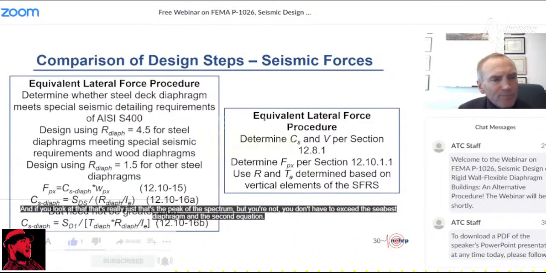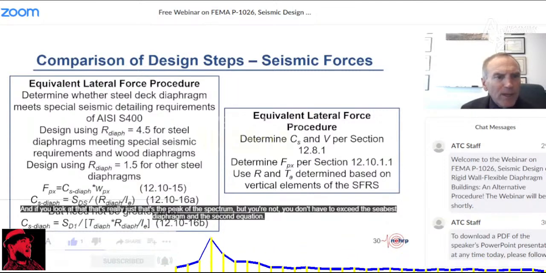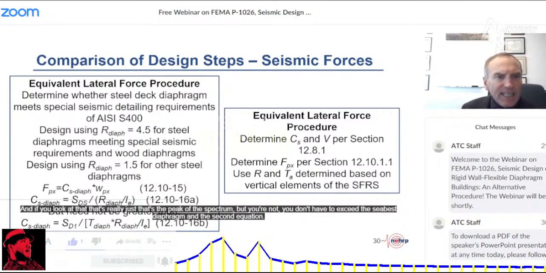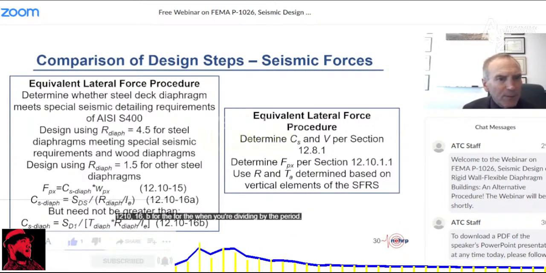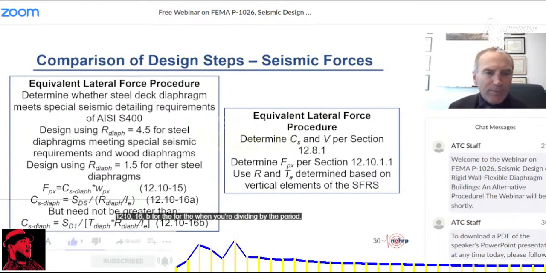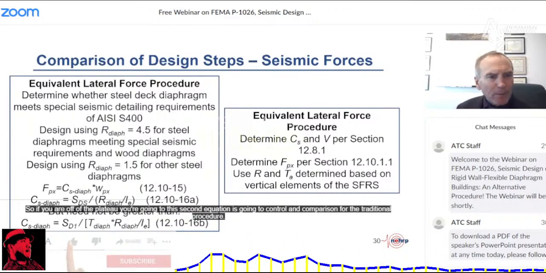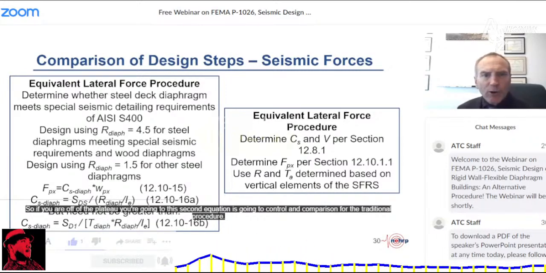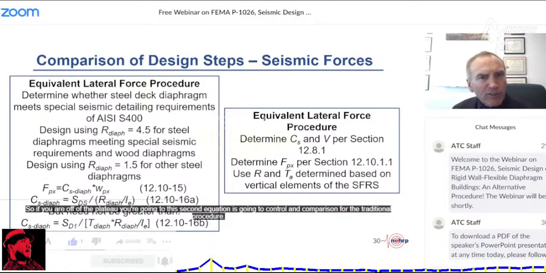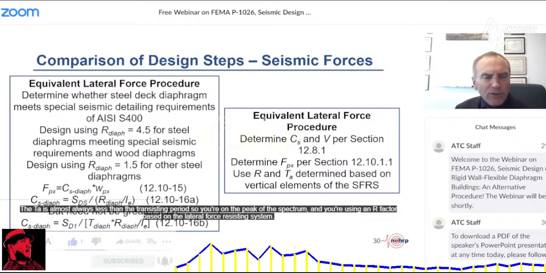And if you look at that, that's the peak of the spectrum, but you don't have to exceed the C sub S diaphragm in the second equation, 12.10.1.6b, for when you're dividing by the period. So if you are off of the plateau, this second equation is going to control. In comparison for the traditional procedure, the TA is almost always less than the transition period.